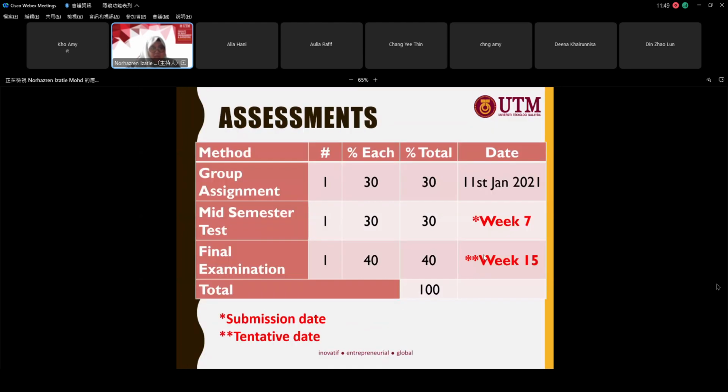So for this course, assessment will be divided into 3 parts: group assignment carries 30% marks lah, mid test also 30%, and final examination 40%. So usually in this course students are either excellent ataupun in between middle range lah, because most of your marks will be covered during the group assignment and mid-semester test.